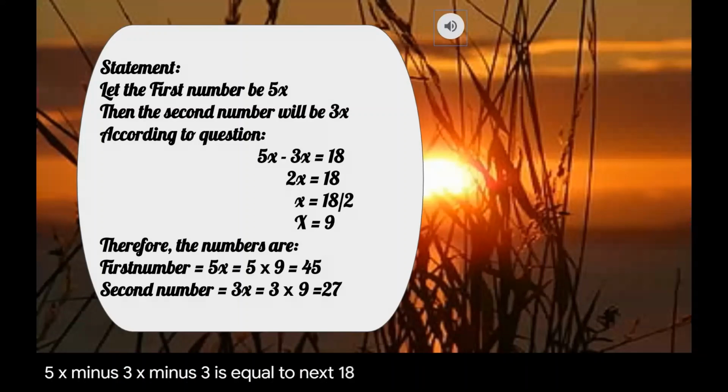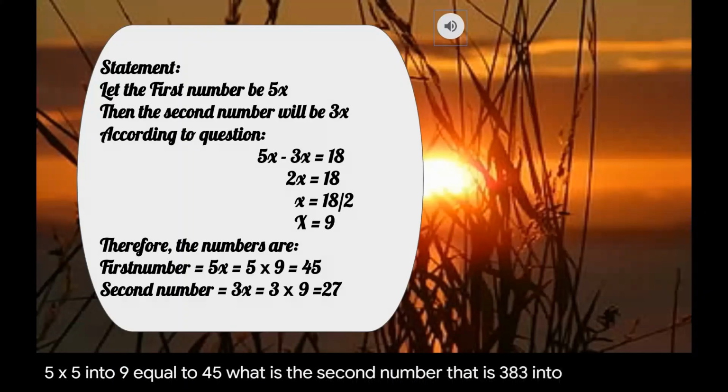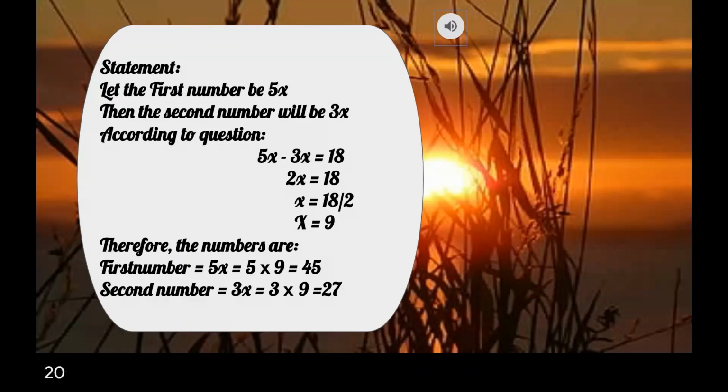Now we have to find the numbers. What is the first number? 5x means 5 into 9, that is equal to 45. What is the second number? That is 3x, means 3 into 9 is equal to 27. Therefore the numbers are 45 and 27.